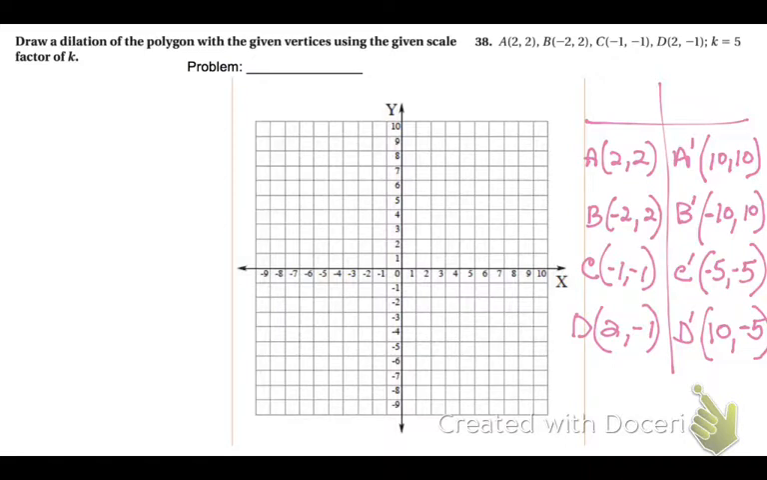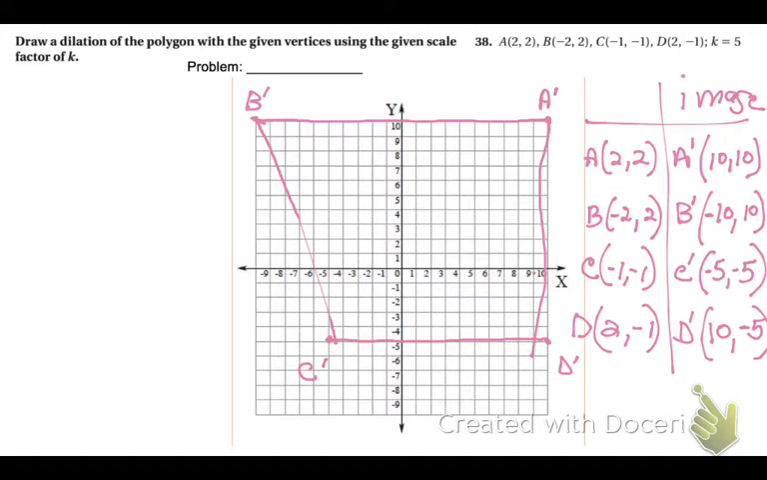Okay. So A prime is 10, comma 10. So I'm up here. B prime is x equals negative 10, y equals 10. So I'm up here. B prime. Okay, C prime is negative 5, comma negative 5. C prime, and D prime is x equals 10, y equals negative 5. Okay, so let's draw our image. Okay, so here's our image.